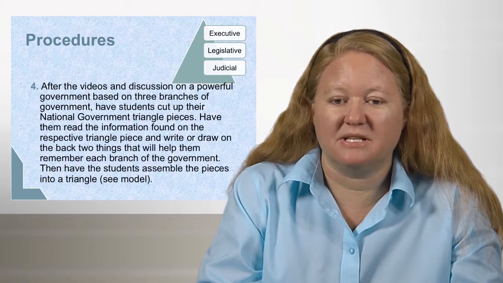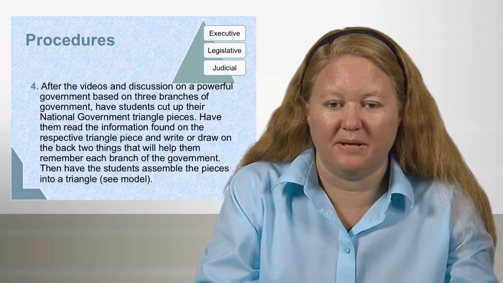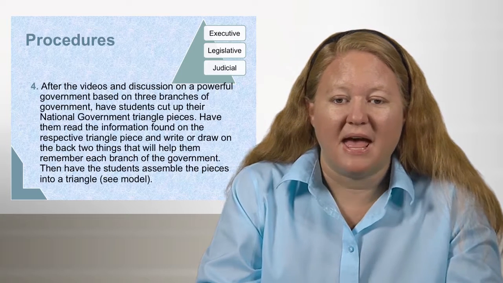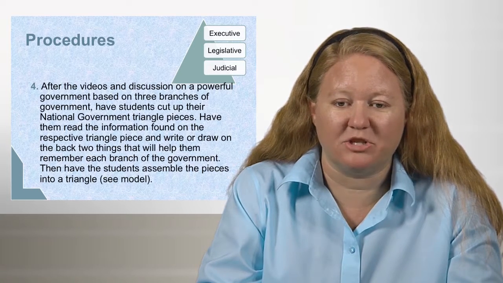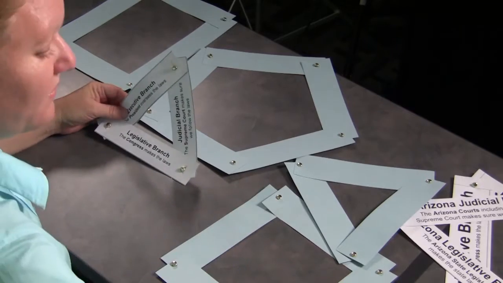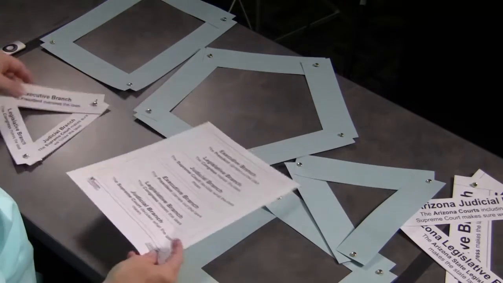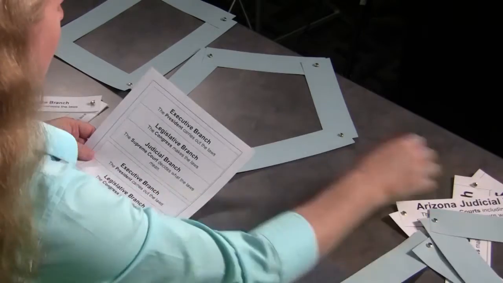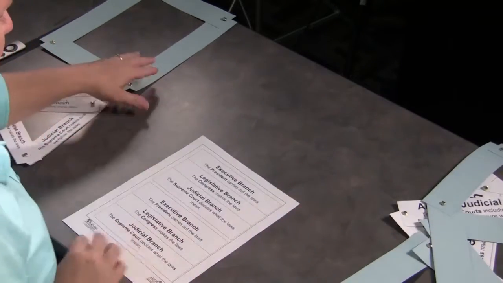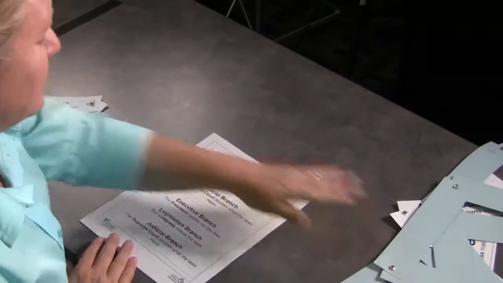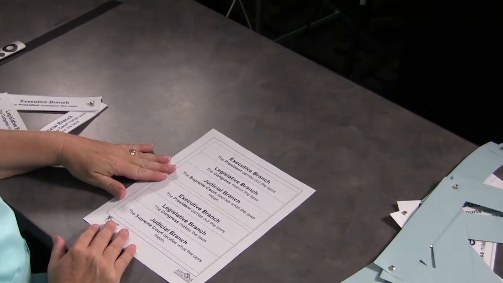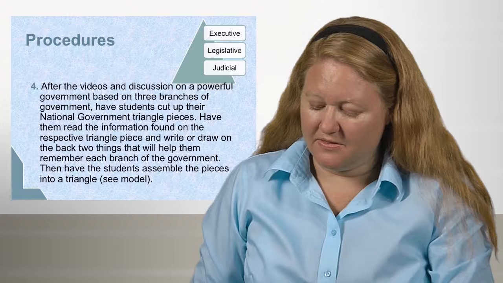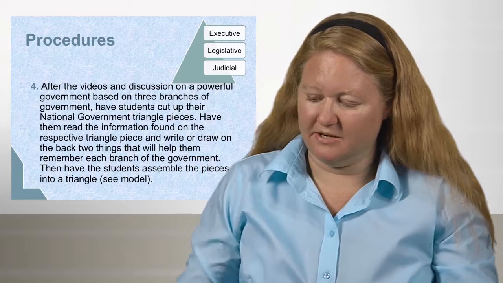After the videos and discussion on a powerful government based on three branches of government, have students cut up their national government triangle pieces. You will get pieces like this. Let me move these aside. You'll get pieces, a document like this, and you'll give students these. I would photocopy these on cardstock so that the students can manipulate them easier.